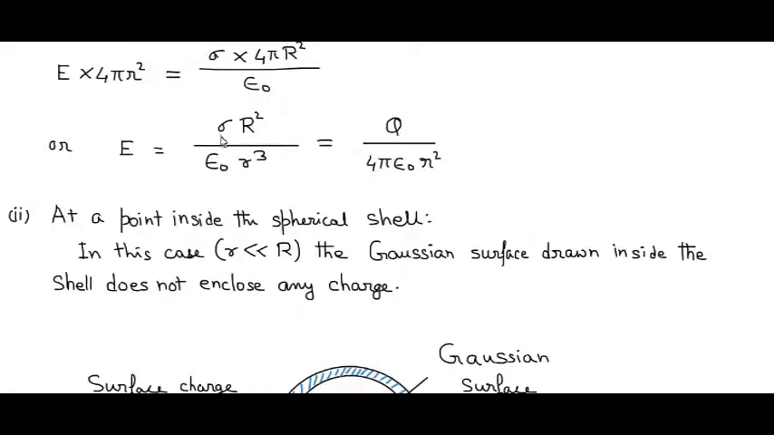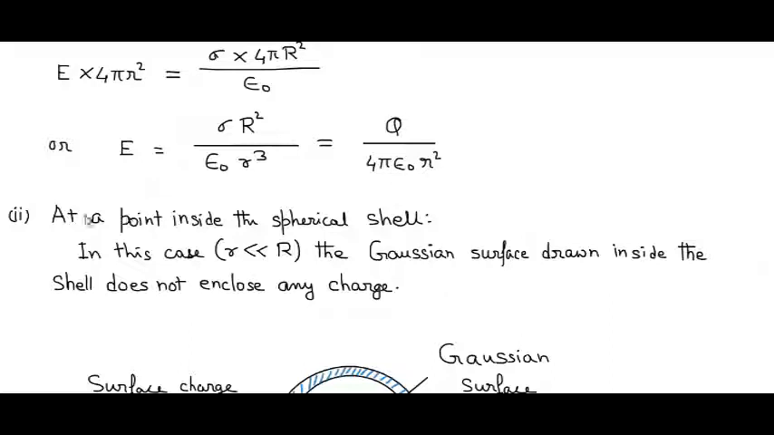Therefore E is equal to, we'll keep E on the left hand side and move 4 pi r square to the right hand side in the denominator, and which will get cancelled, and we'll get sigma R square upon epsilon naught r square. So after solving it we get q upon 4 pi epsilon naught r square. Instead of sigma we can write q upon 4 pi R square, and R square gets cancelled, and upon solving we got E is equal to q upon 4 pi epsilon naught r square. So first part of this equation is solved.